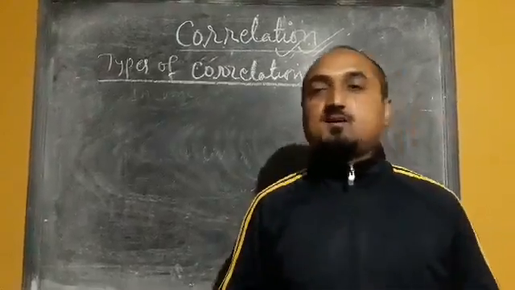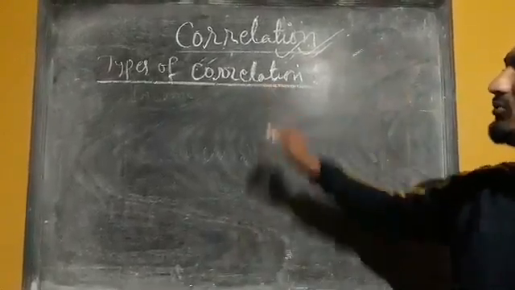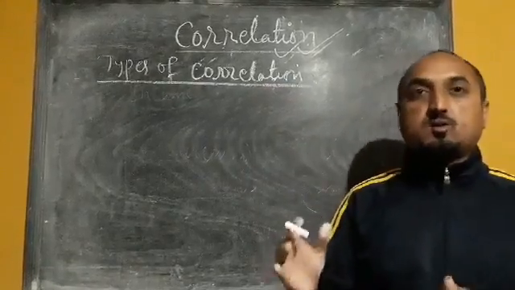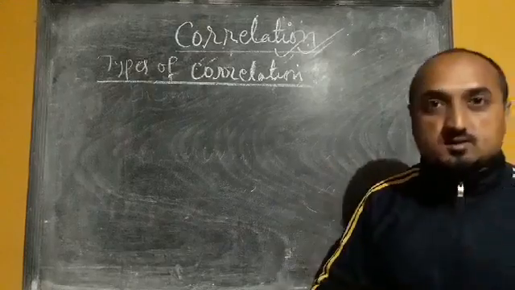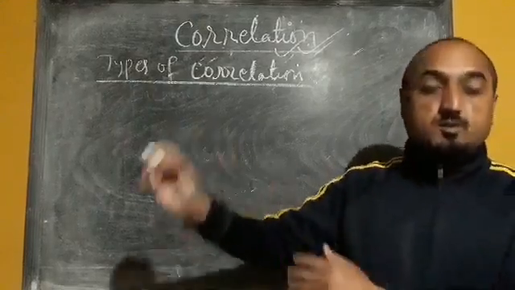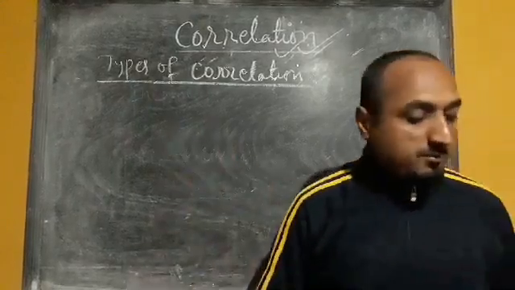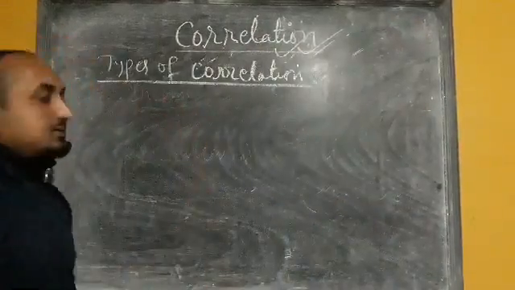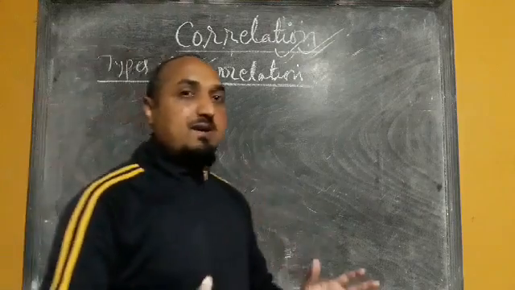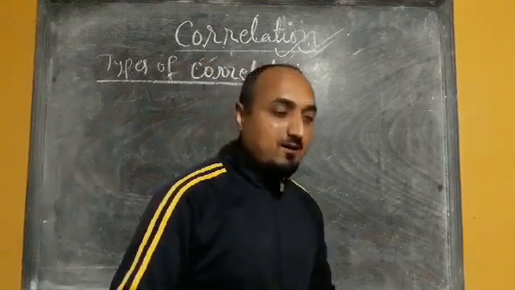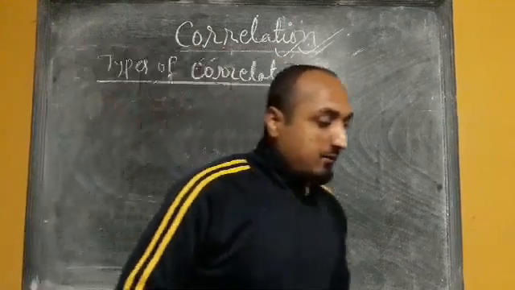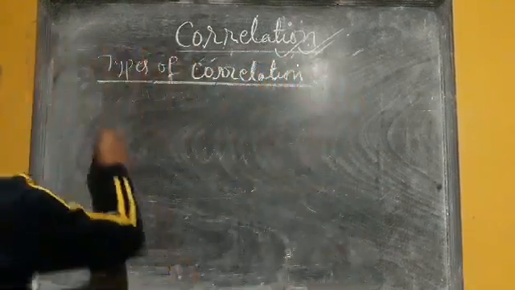Okay, so the next part we need to discuss is types of correlation. Correlation can be classified into various categories on the basis of the direction of change and the ratio of proportion. First we will discuss the classification on the basis of direction of change.